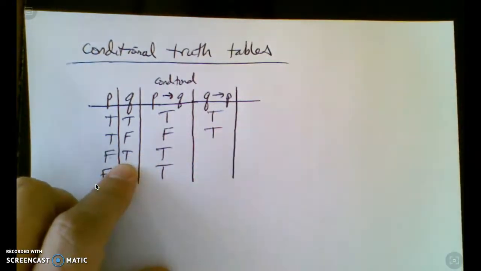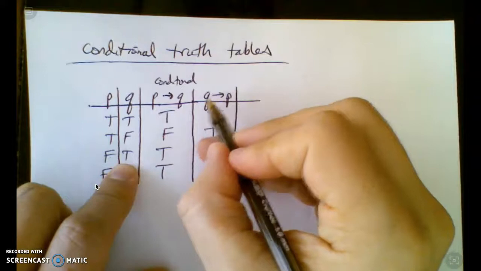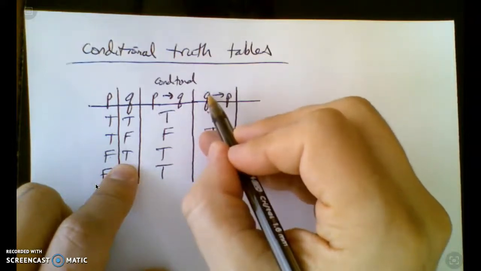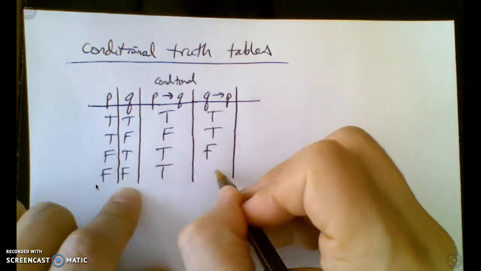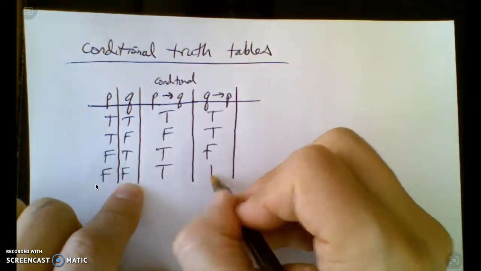Here's the bad one. If your Q is true, so the beginning, the if part is true, and the then part is false, you're a liar. Okay, and the last one doesn't matter because the contract never started.